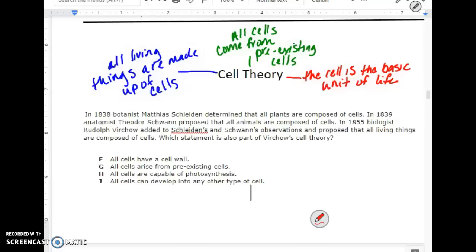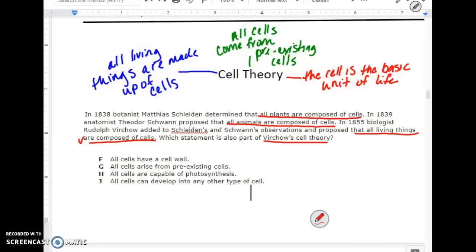So now down here to the question. In 1838, Matthias Schleiden determined that all plants are composed of cells. In 1839, anatomist Theodor Schwann proposed that all animals are composed of cells. In 1855, biologist Rudolf Virchow added to Schleiden and Schwann's observations and proposed that all living things are composed of cells. Okay, we already mentioned that up there. Which statement is also part of Virchow's cell theory?